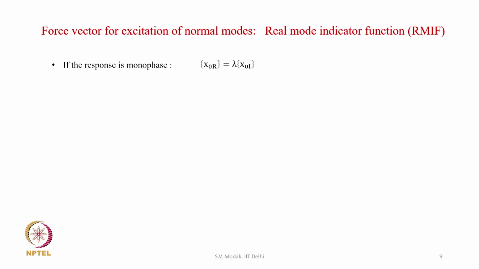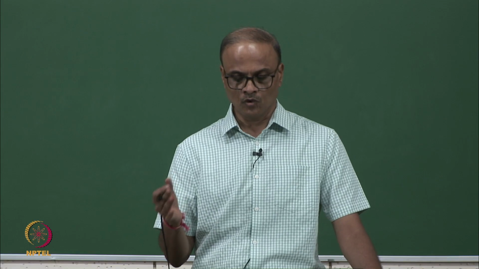So now our objective would be to determine those values of frequency omega for which the response is monophase. In order to determine those frequencies, an objective function J is defined in this method, which is the square of the norm of the difference vector, that is XOR minus lambda XOI. Therefore this difference has to be reduced in order to obtain the frequencies which would ensure a monophase response.